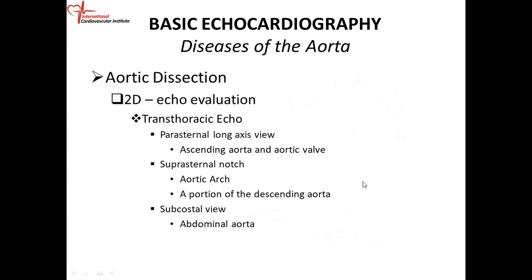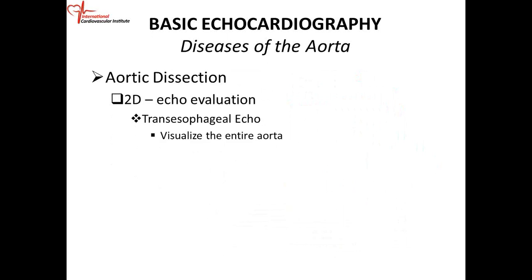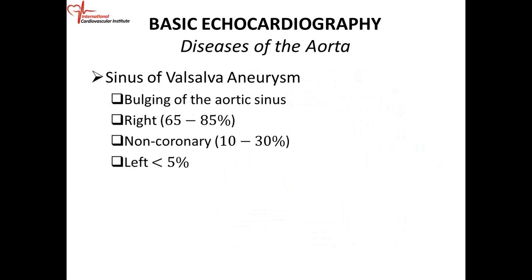So you can evaluate these patients. You start with your transthoracic echo, but usually you will have to move on to your transesophageal echo because you cannot visualize the entire aorta with your transthoracic echo. So if you suspect aortic dissection, you have to move on to transesophageal echo.